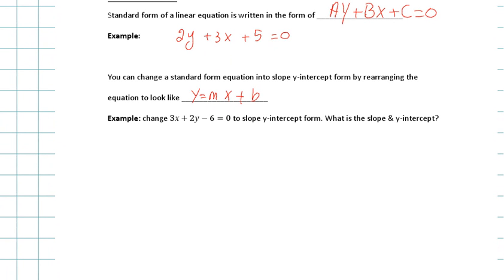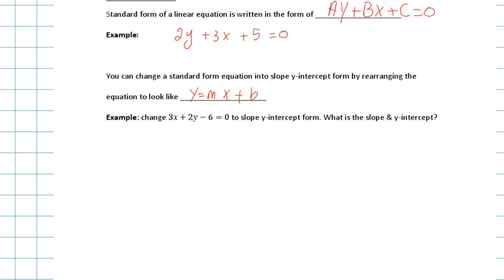Now, I want it to look like this, where y is by itself, and everything else is on the other side. Okay? So where's my y term here? 2y, right? So 2y is my y term. So I'm going to have to leave this here, and then move everything else to the other side. That's my first step. I want to leave y here, and then move everything else to the other side of the equality. Are you guys okay with that?